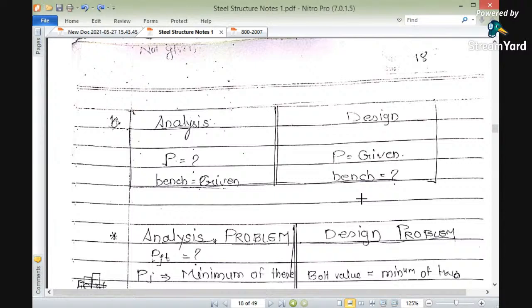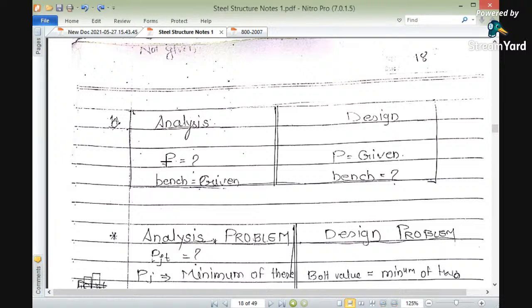So while analysing and designing problems, there may be two types of problems. There may be an analysis problem, and there may be a design problem. In an analysis problem, we have to find out the load. In an analysis problem, the different criteria will be given, but we have to find out the load. But in a design problem, load will be given, and we have to find out the sections. We have to find out the section size and area of that section.